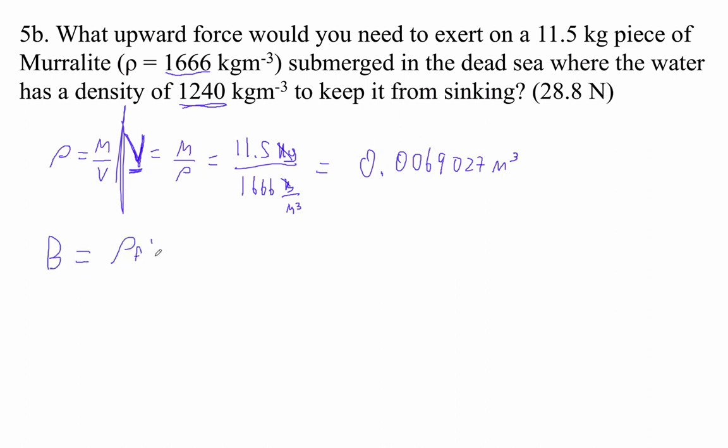Rho of the fluid, volume of the fluid, times g, right? So the density of the fluid is 1240, and that's kilograms per cubic meter. The volume displaced is this, right? This is, by the way, Archimedes' principle: the object that has a certain volume displaces that volume when submerged, right?